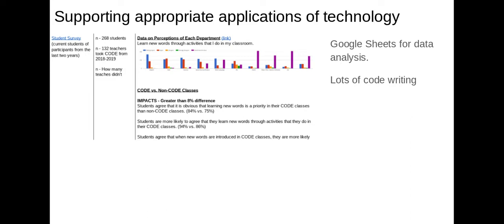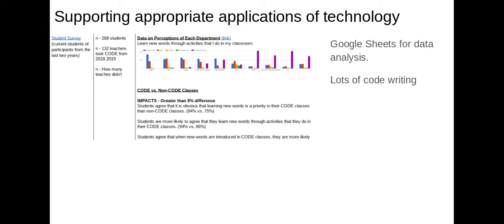Next, supporting applications of technology. For some of this data, I was dealing with big data sets, 200, 300 students at a time. I need to be able to look at their survey results and say, okay, this is student A. They had these 8 teachers, only 2 of them had taken this professional development. I need to separate out all that data from their code teachers to their non-code teachers.